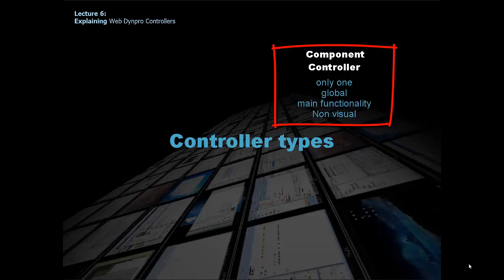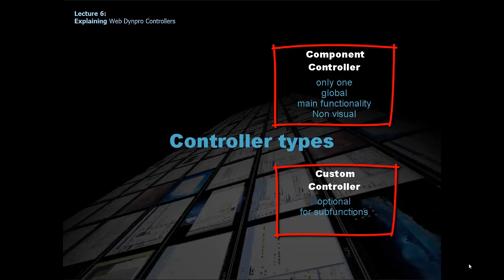Second type of controller is the custom controllers. Custom controllers are optional. They are defined at design time and can be used to encapsulate sub-functions, for example, sub-functions of the component controller. Multiple custom controllers can be defined in a component. The Web Dynpro framework automatically instantiates the custom controllers, and the instantiation order is undefined. Therefore, the coding in a custom controller should not depend on the existence of any other custom controller.